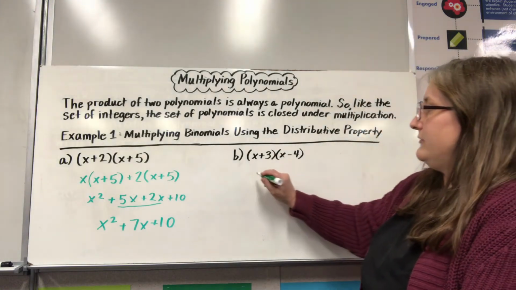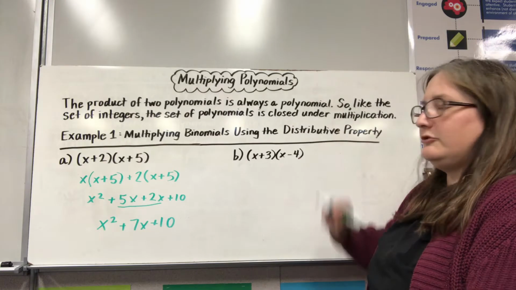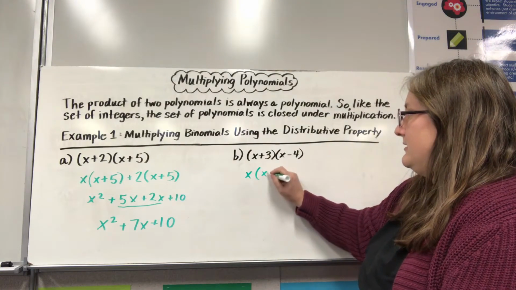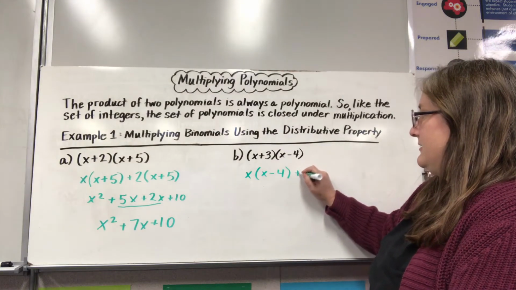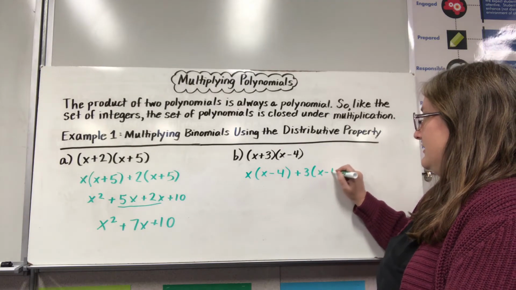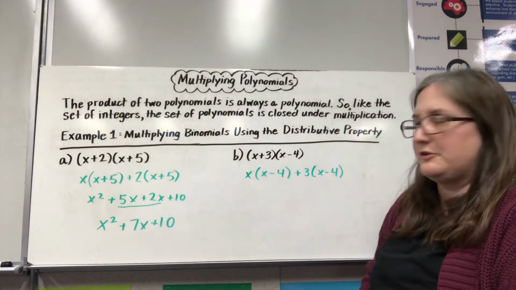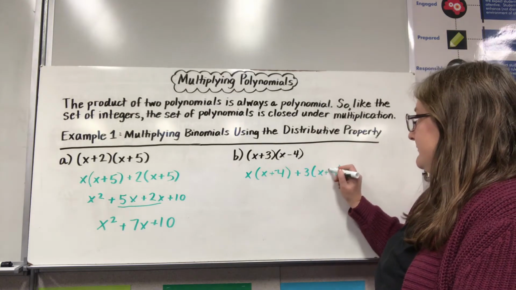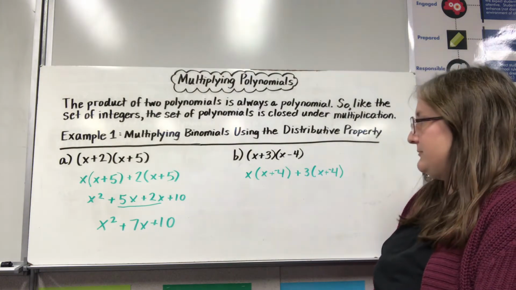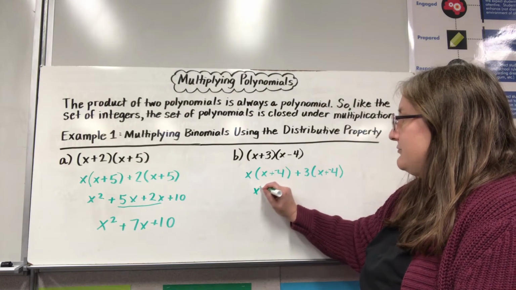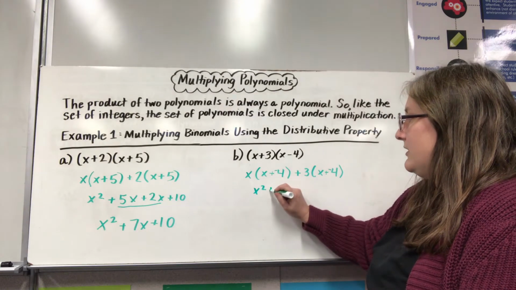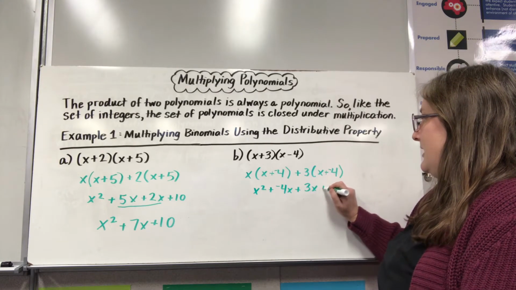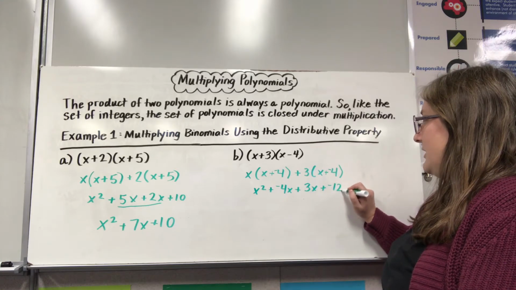Let's try this one. So I'm going to distribute the x and the 3 to my binomial of x minus 4. To avoid making any errors because of the subtraction sign, I prefer to change them to add the opposite. Now I'm going to distribute. x times x is x squared. x times negative 4 is negative 4x. 3 times x gives me 3x, and 3 times negative 4 gives me negative 12.